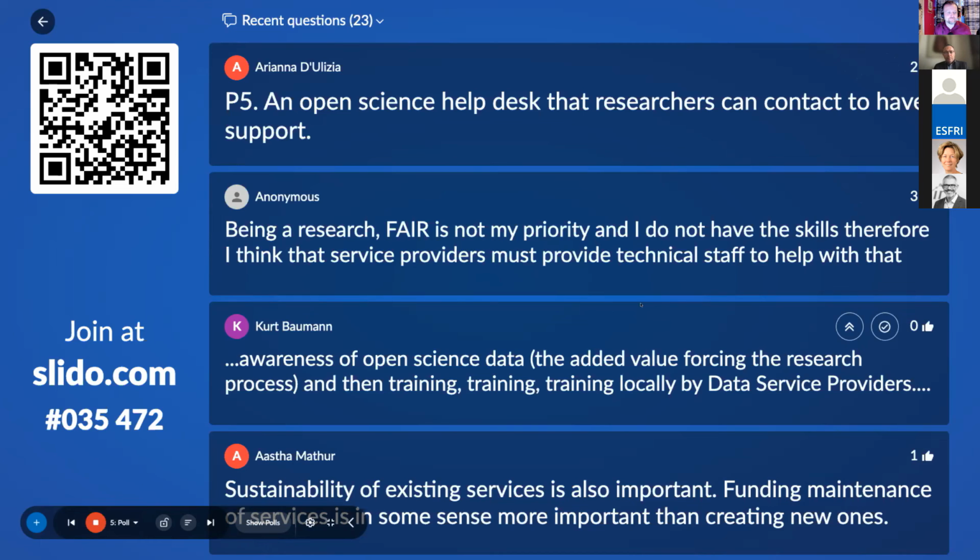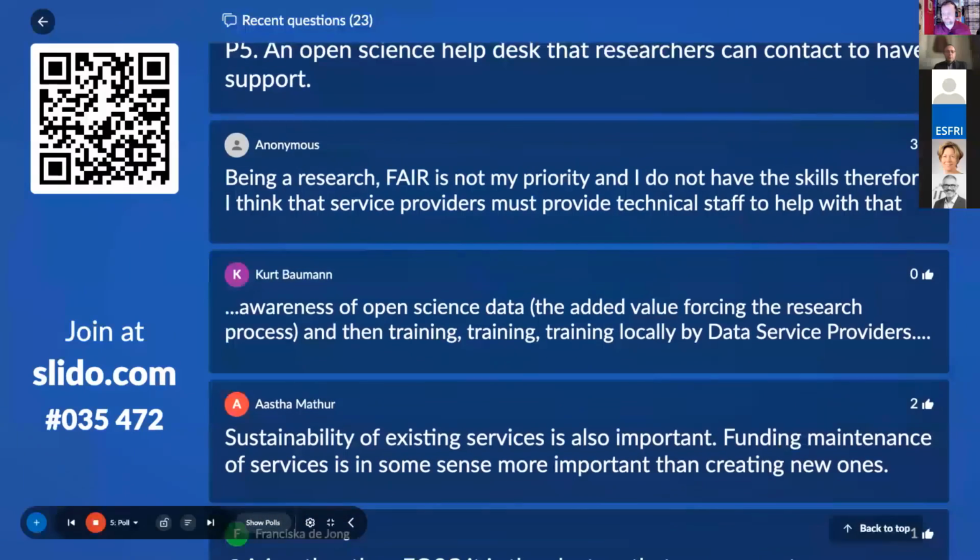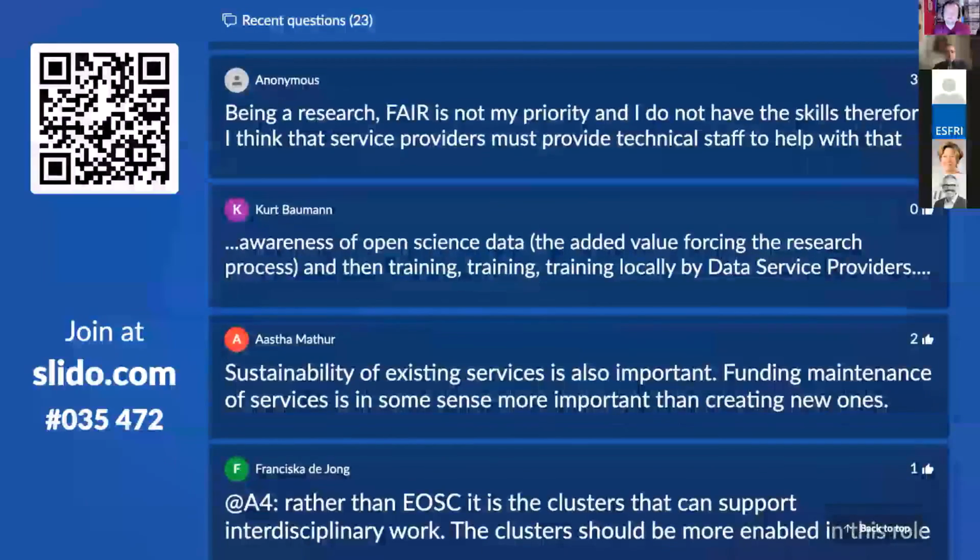Okay, this is what we have been discussing. An open science help desk that the researchers can contact to have support is another logical suggestion. And awareness of open science data, the added value for the research process, and then training locally.